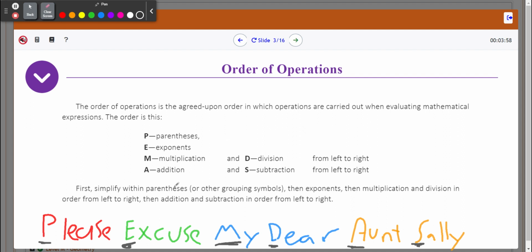So again, your order of operations goes parentheses, always first. Exponents come second, then multiplication and division left to right, and then addition and subtraction left to right. All right, so let's go look at some problems.